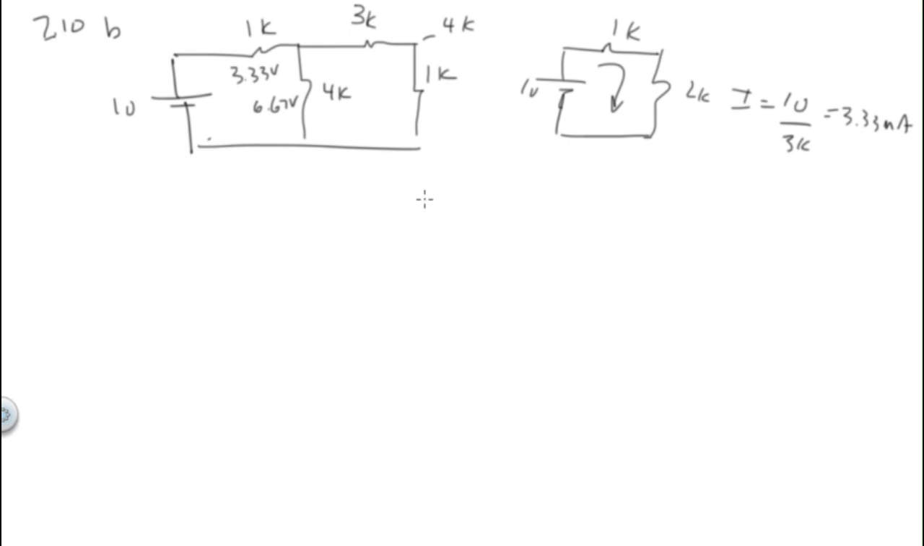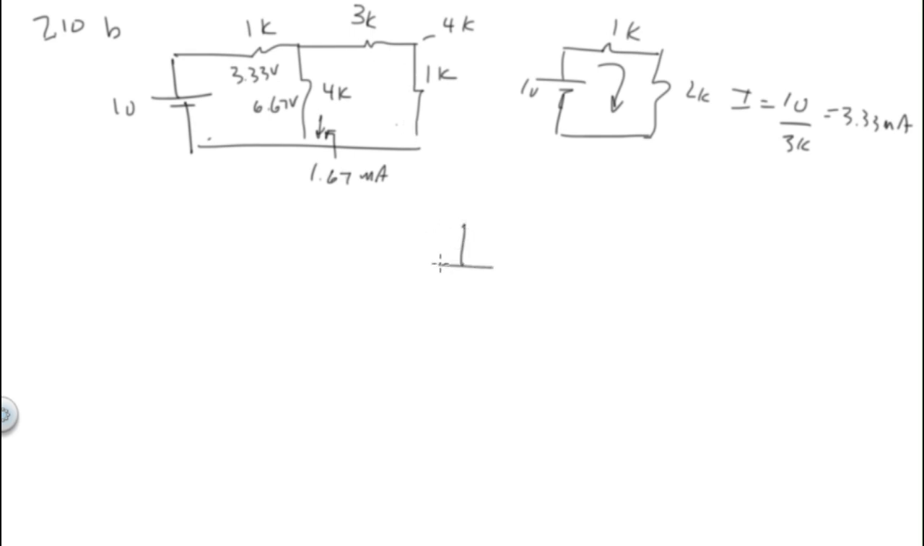So here I have a simpler circuit. So I can find my current through this guy, which is what? 6.67 divided by 4, or 1.667 milliamps. That's the current right there coming down. Now, I don't know the voltage across these guys yet, but I know that the voltage across these guys is 6.67 volts.